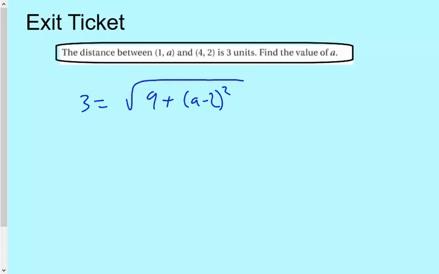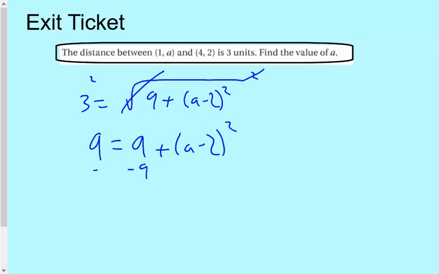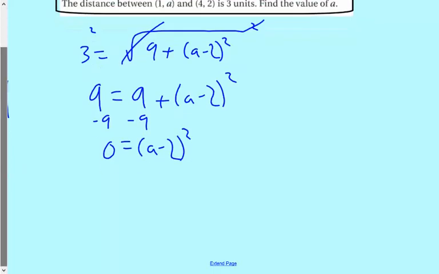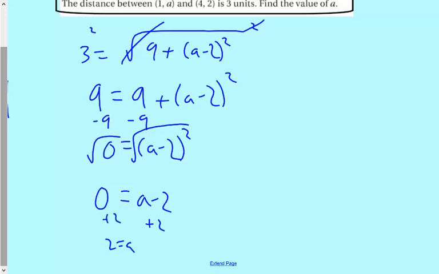So what I'm going to do is square both sides. This gets rid of that. So 9 equals 9 plus (a minus 2) squared. I'm going to subtract 9, so 0 equals (a minus 2) squared. Now this is a case where we're only going to have one answer, and the reason for that is because when I square root 0, 0 is just 0, and you don't have plus or minus 0. So this is a scenario where you only have one answer. Sometimes you're going to have 2 and sometimes you'll have 1.